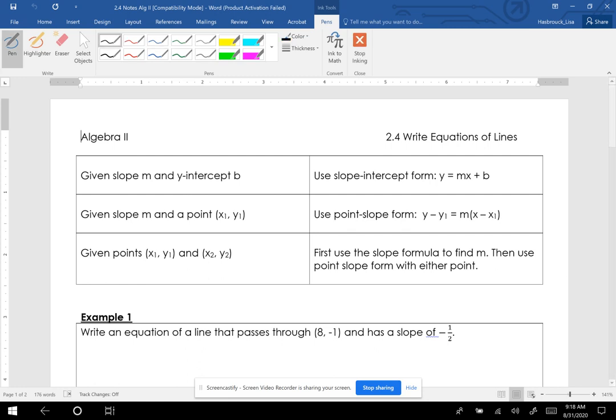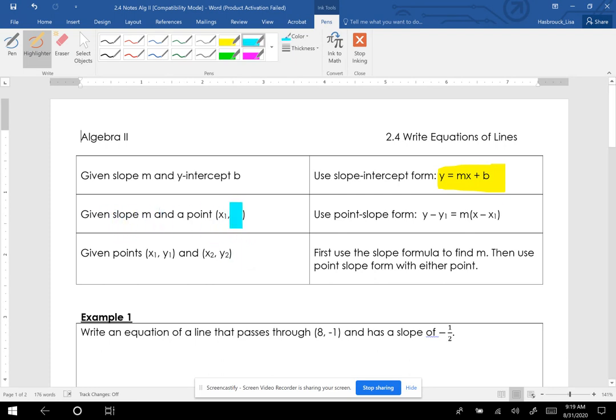Hi students, today we're going to go over 2.4 in Algebra 2, where we're writing equations of lines. Up top you see the chart that tells you, depending on what information you're given, what you should do to write the equation. If you're given slope and y-intercept, you can just plug it directly into y equals mx plus b.